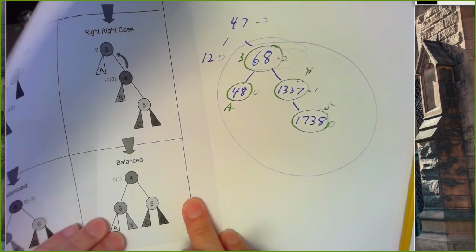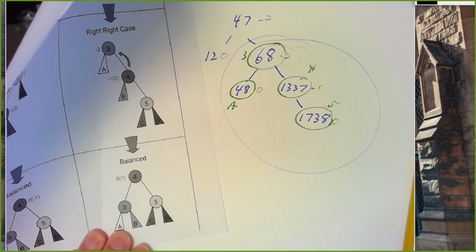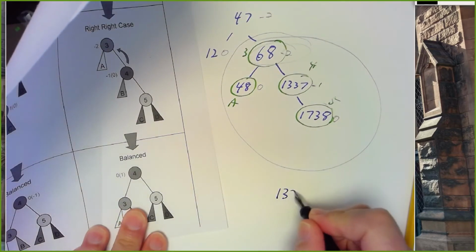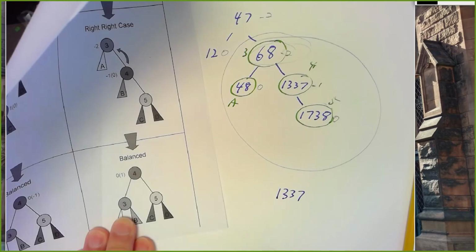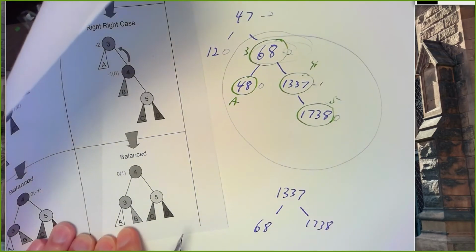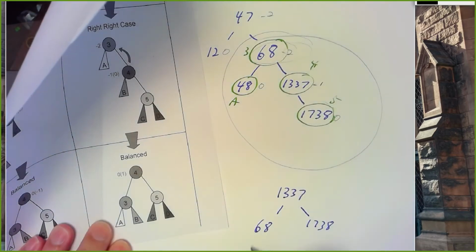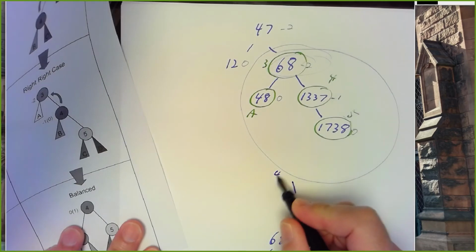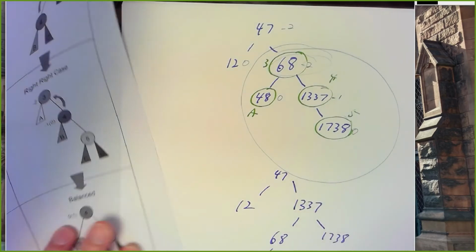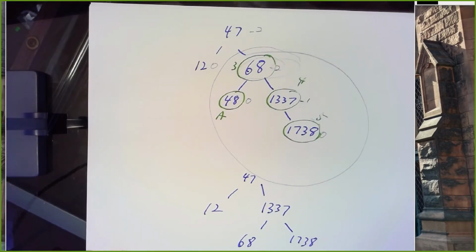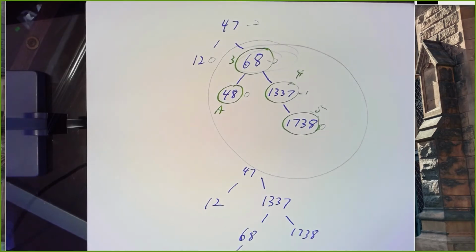And so our instructions for balancing are as follows. We should make node 4 the root. So we'll put a 1337 at the root. We'll put node 3 on the left. That's our 68. Node 5 goes on the right. That's 1738. Subtree A is the left child of node 3 still, so this is our 48. And the rest of the tree doesn't change. This is still a 47, and this is a 12. That doesn't look right to me.